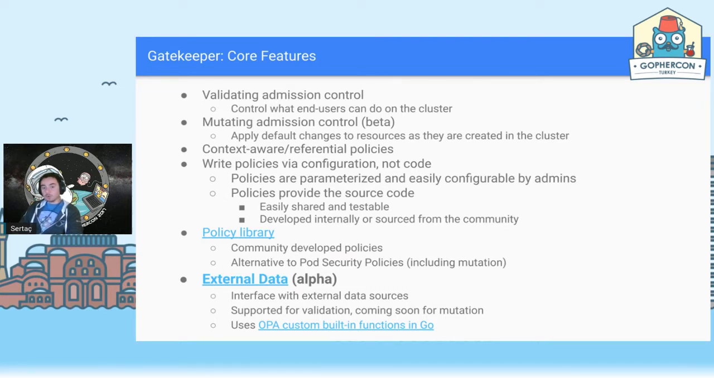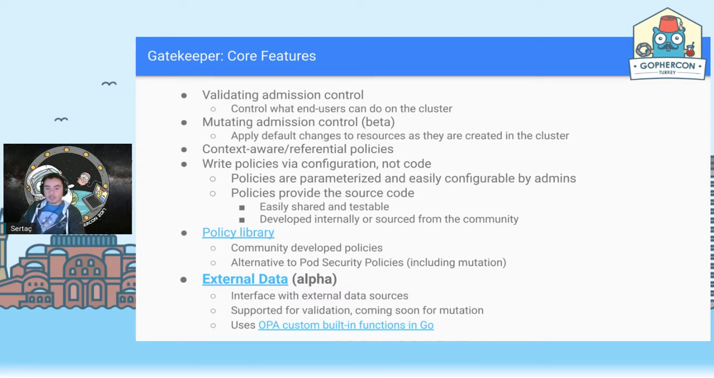We also provide a community-developed policy library that contains general policies as well as alternatives to pod security policies, including mutation. External data, which we're going to talk a lot more about in this presentation, enables Gatekeeper to interface with external data sources. Right now, it is in the alpha stage for validation, and it is in development for mutation.